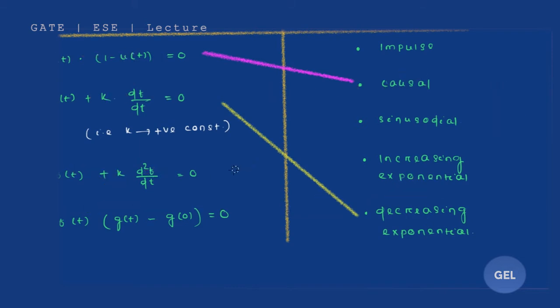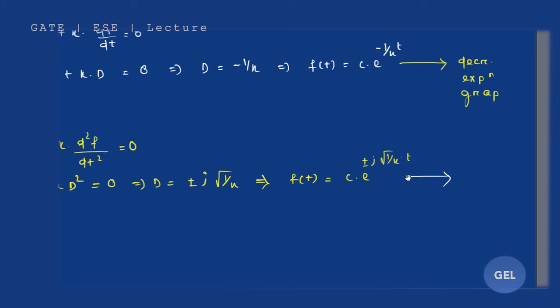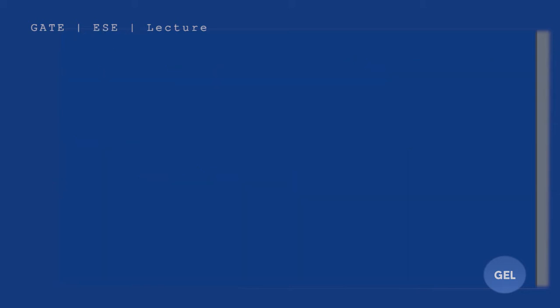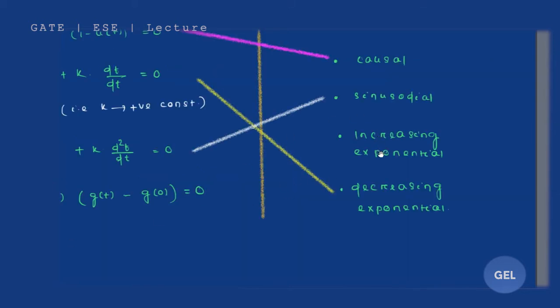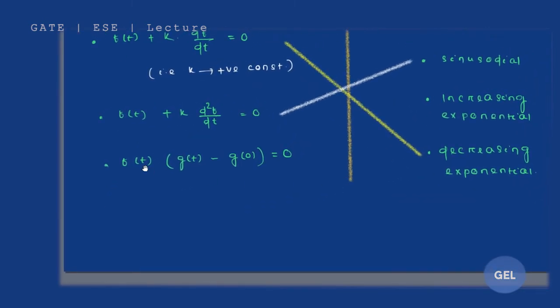Clear hai ye question? Yes or no? It's a complex exponential. Complex exponential. If you expand it, it's in the Euler format. So it is going to give you a sinusoidal kind of graph. Now the last is f of t into g of t minus g of t equals to 0.